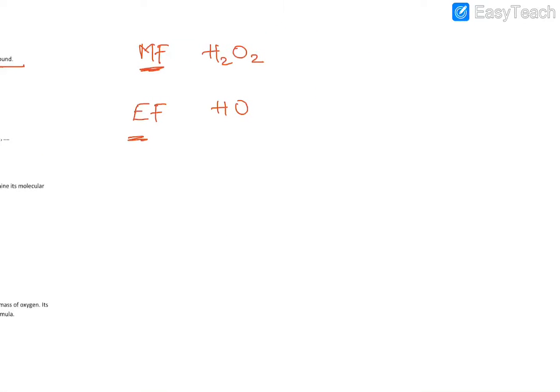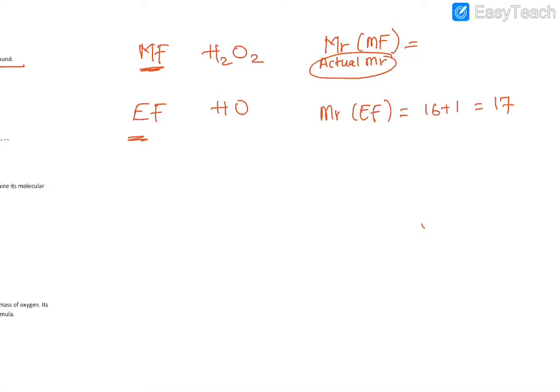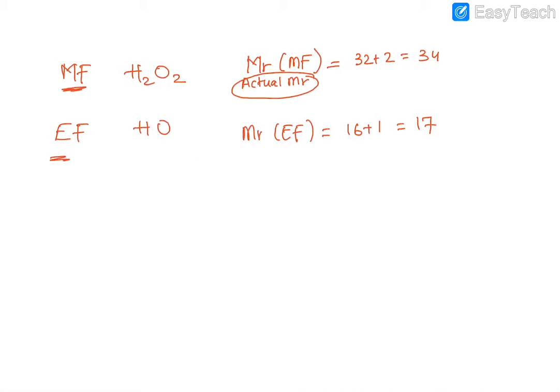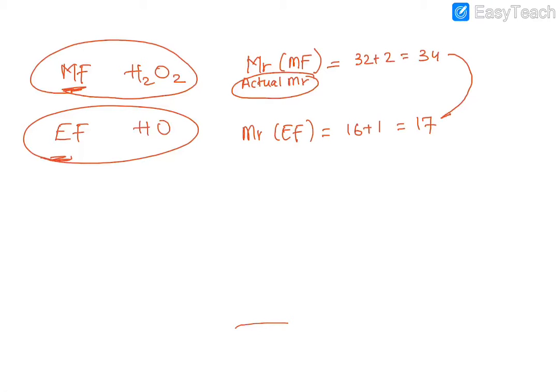What I do, I find the Mr of the empirical. So Mr of empirical, this is 16 plus 1, so that's 17. I find the Mr of the molecular formula, so the actual Mr. So this is going to be 34. So actually, you can see that the molecular formula's Mr is a multiple of the Mr of the empirical formula. So 34 divided by 17, that's 2.